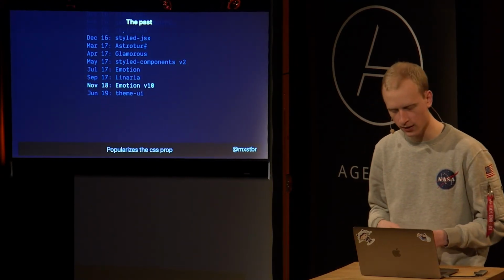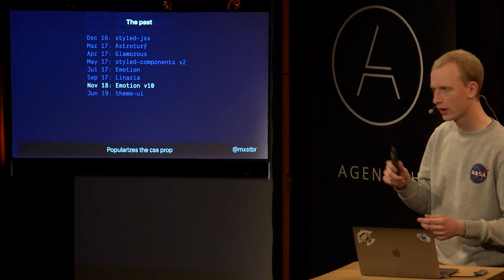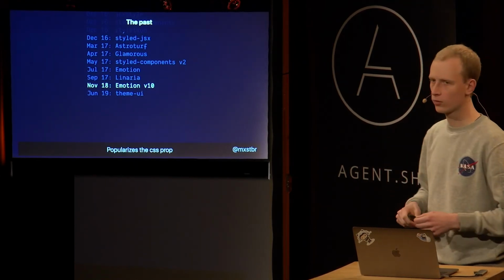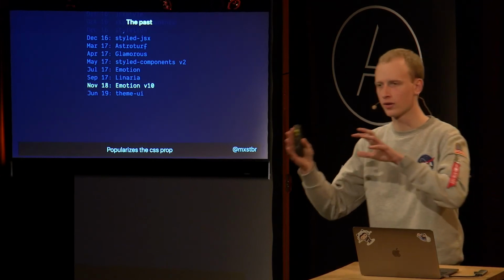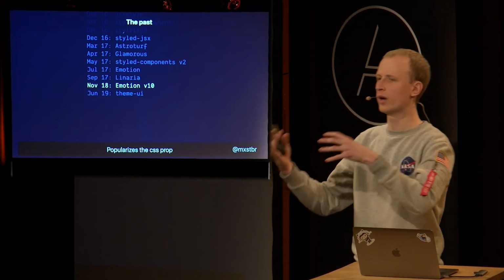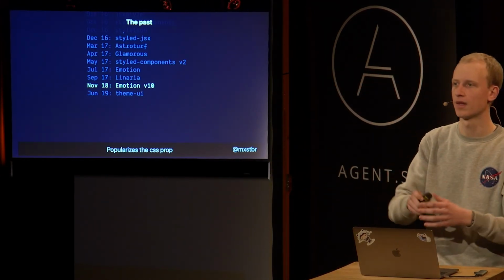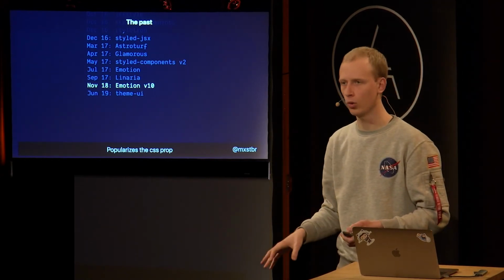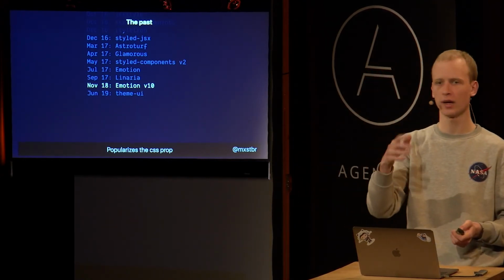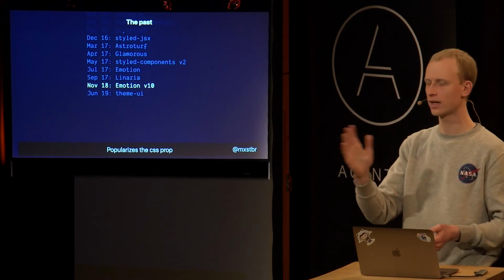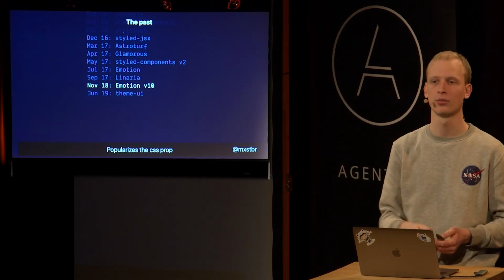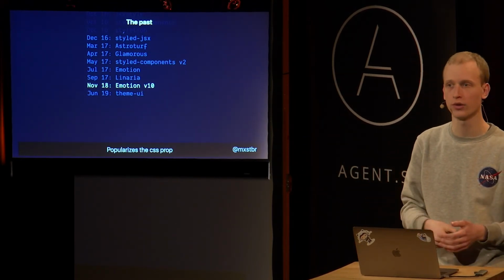In November of 2018, we then got Emotion v10. And the point of Emotion v10 was that it really switched from prioritizing the Styled Components API to prioritizing the CSS prop API. So rather than statically defining your components, you're now passing a CSS prop to any div or span or h1 or any other HTML tag, and you can style your components that way, which actually works out super nicely in most cases.